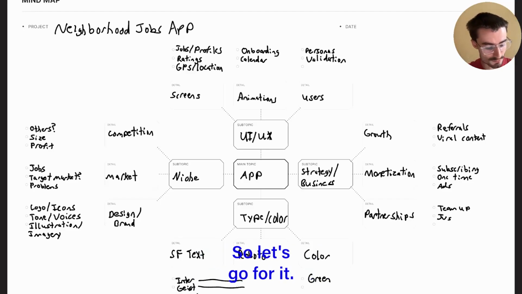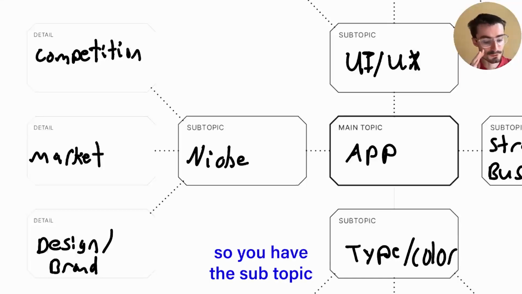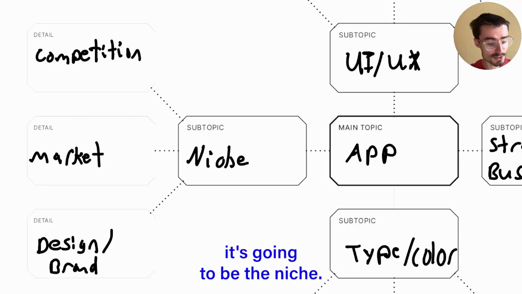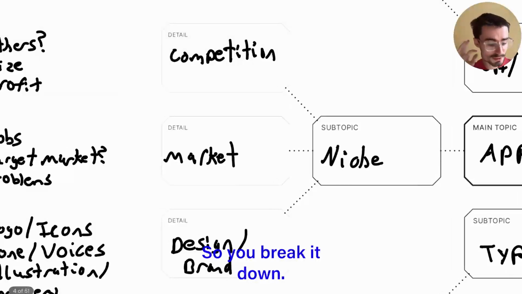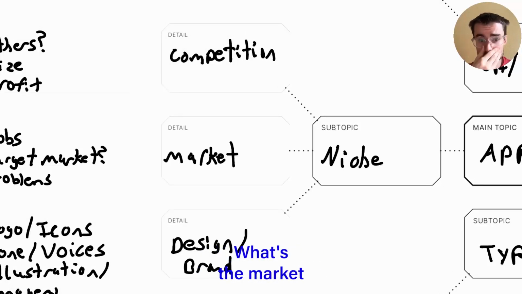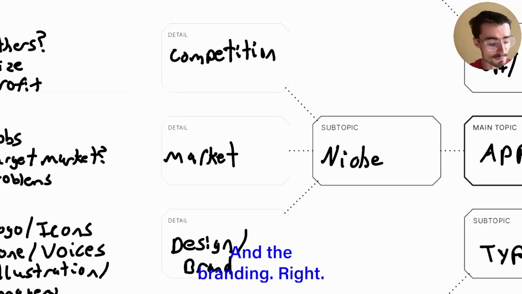So let's go through it. So the niche. So you have the subtopic, which in this case is going to be the niche. So you break it down. Well, what's the competition? What's the market? And what's the design and the branding, right? So let's go through it.